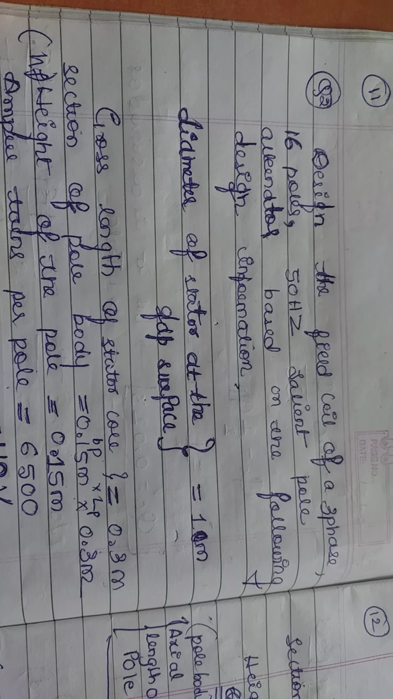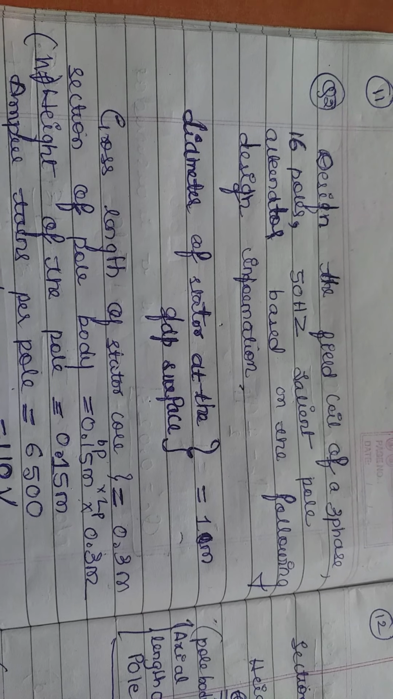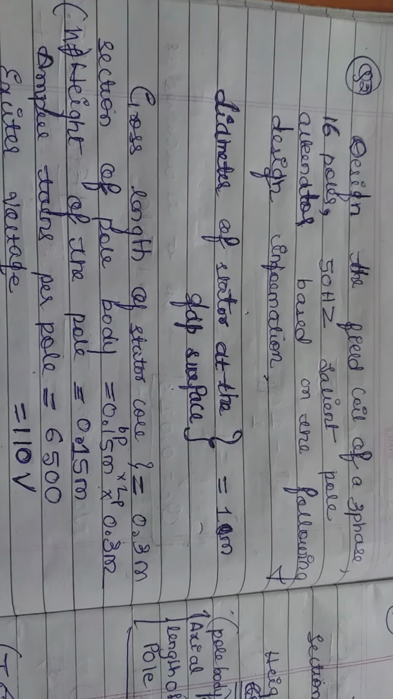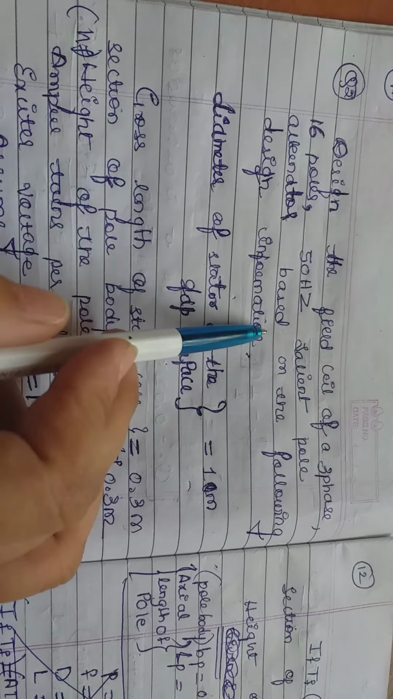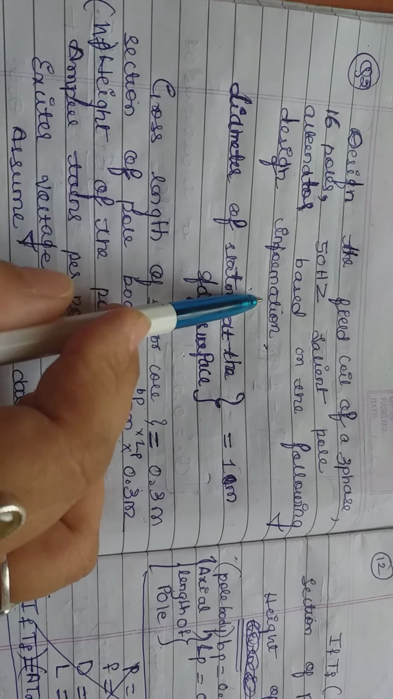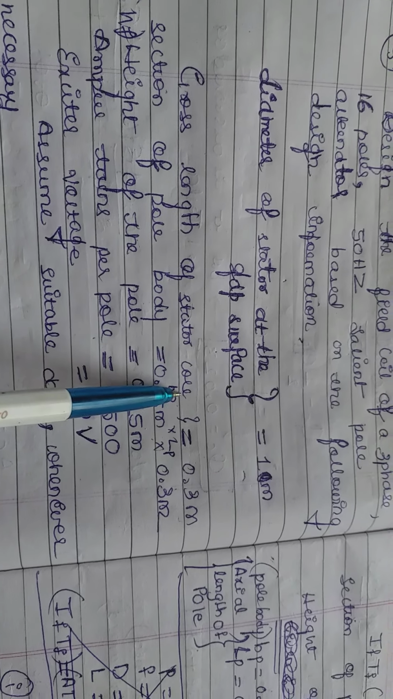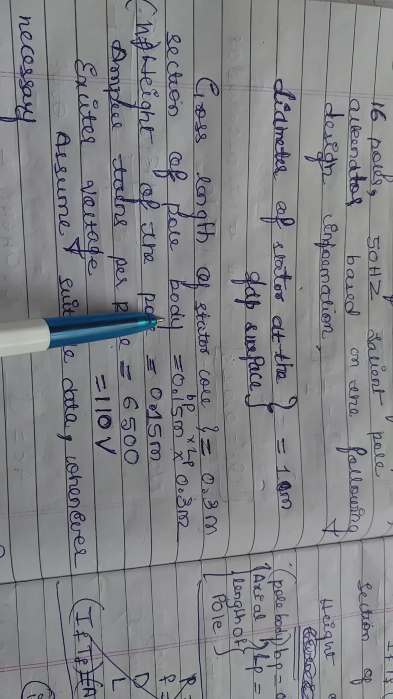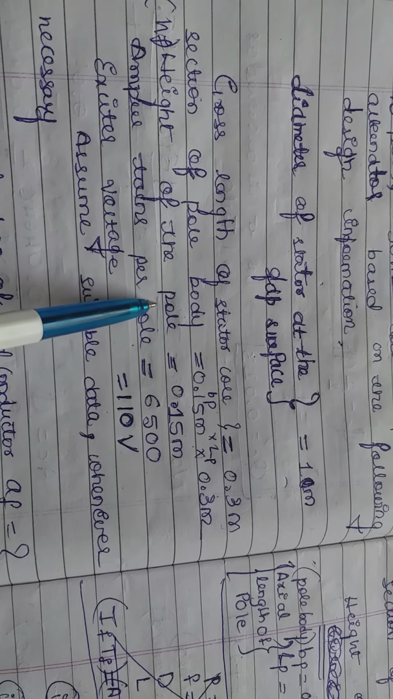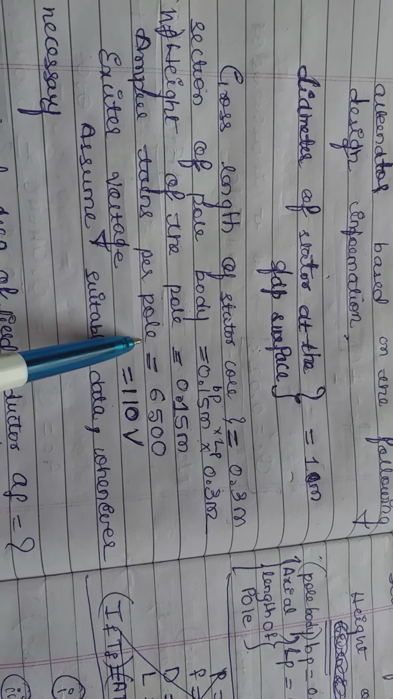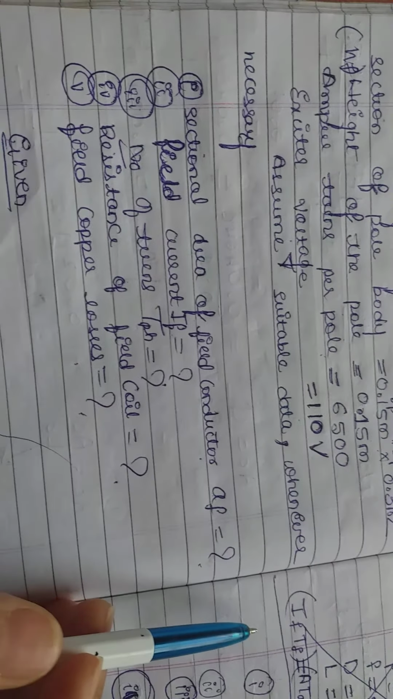Good morning to all. Now let us go with the second problem on the field system design. In that they have given a design of the field coil of a three-phase 50 Hz salient pole alternator based on the following design information. Diameter of the stator at the air gap they have given, gross length of the stator core, section of the pole body they have given, that is breadth and length of the pole body, height of the pole they have given, ampere turns per pole they have given, the excitation voltage which is 110.